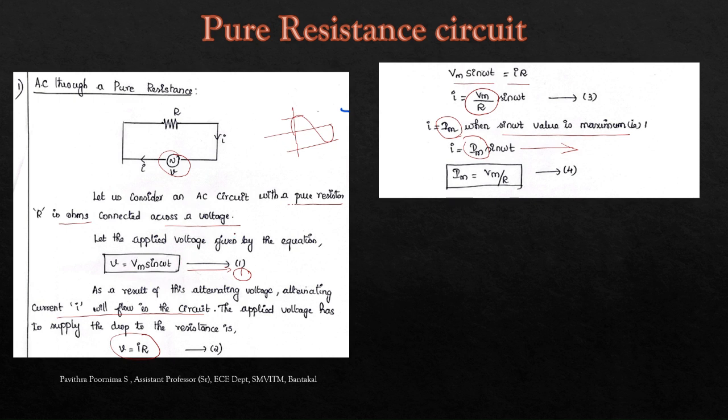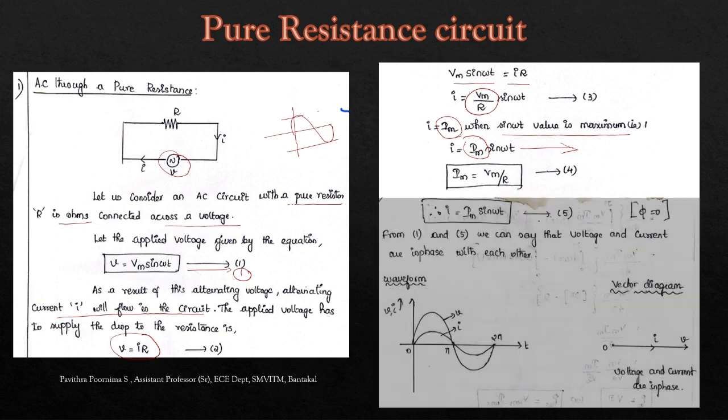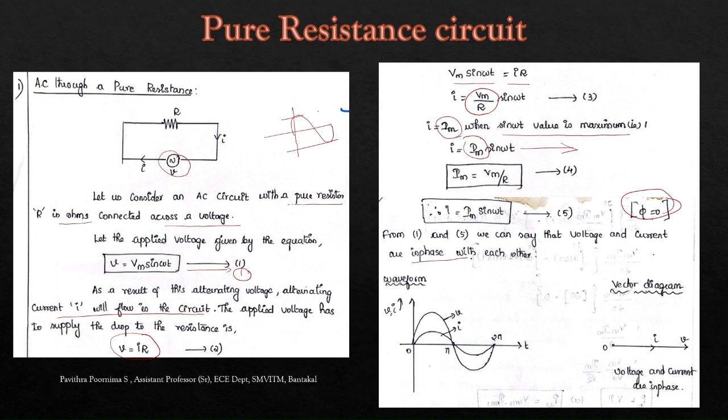Omega t, usually the equation comes as omega t plus phi. In the place of phi, here it is 0. So even in I equal to Im sin omega t plus 0, both are in phase. So Im we substituted as Vm by R. So consider this as a fourth equation. So we have an equation for V and I, and there is no phase difference, means phi equal to 0. It means both voltage and current are in phase with each other.